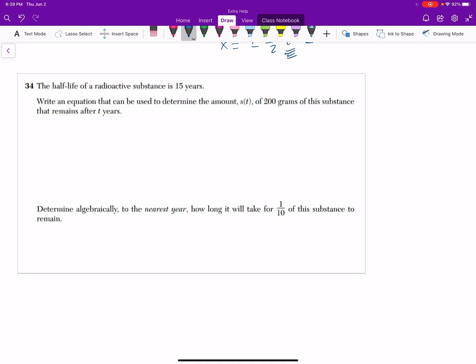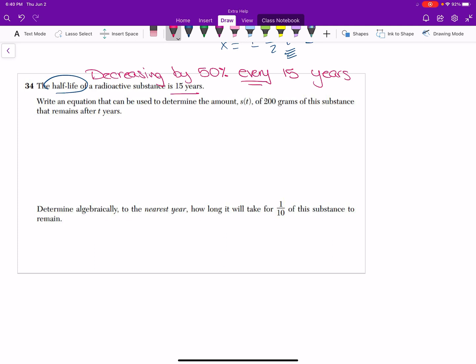Last question from the homework. It says the half-life of a radioactive substance is 15 years. Write an equation that can be used to determine the amount, S of t, of 200 grams of this substance that remains after t years. So half-life means that we are decreasing our amount, and we're decreasing by 1/2 or 50%. And we're doing that every 15 years.